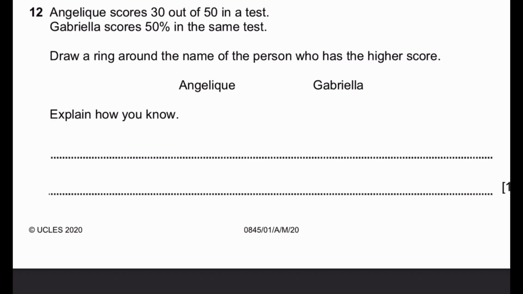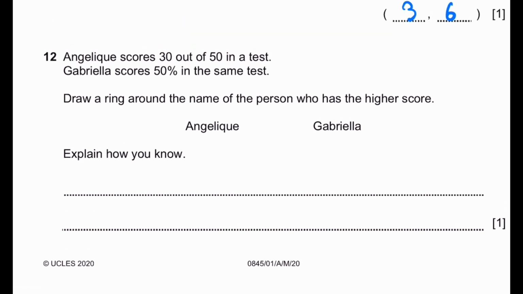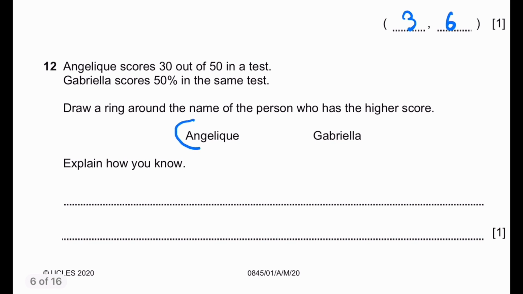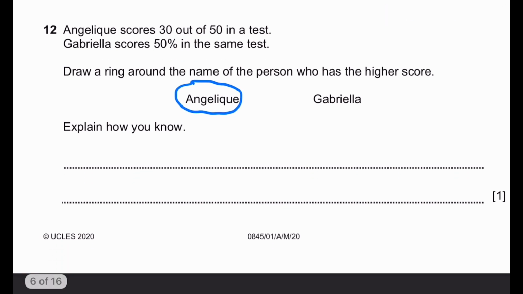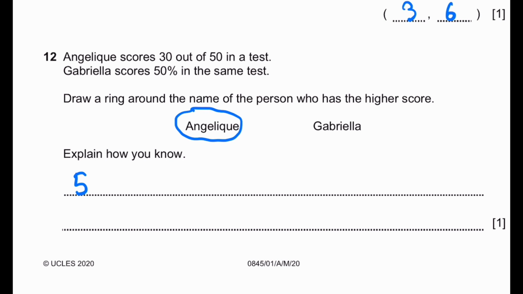Question 12. Angelique scores 30 out of 50 in a test. Gabriella scores 50% in the same test. Draw a ring around the name of the person who has the highest score. Many of you would get confused and circle Gabriella, but it's actually Angelique. Why? Because 50% is half the score.